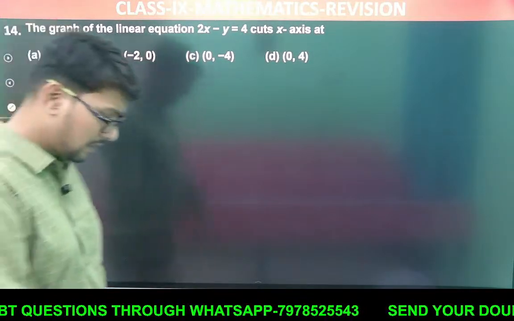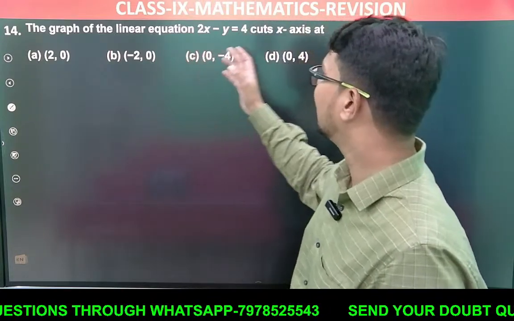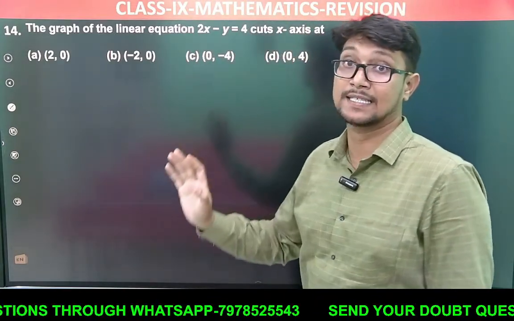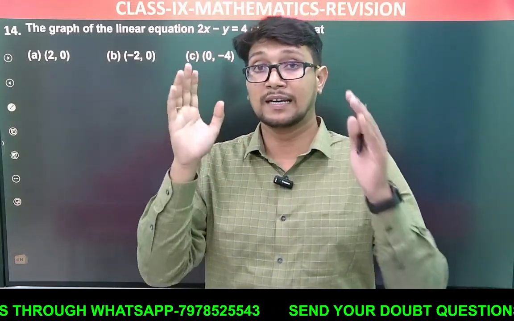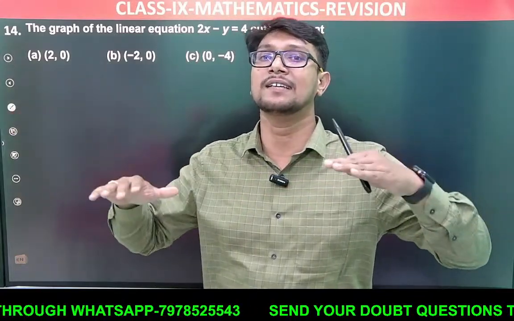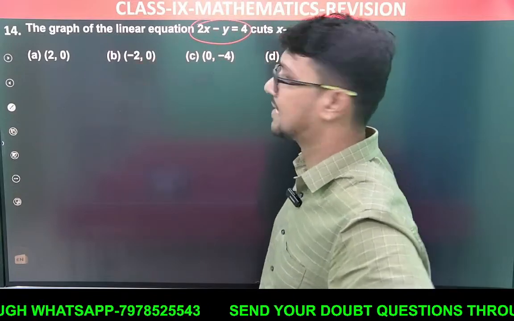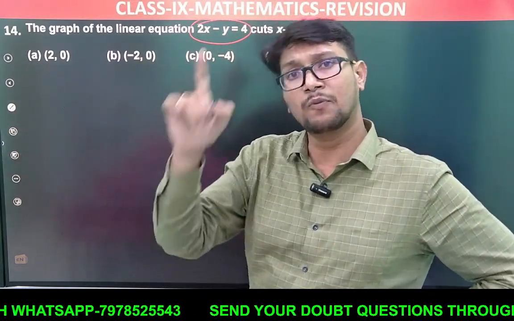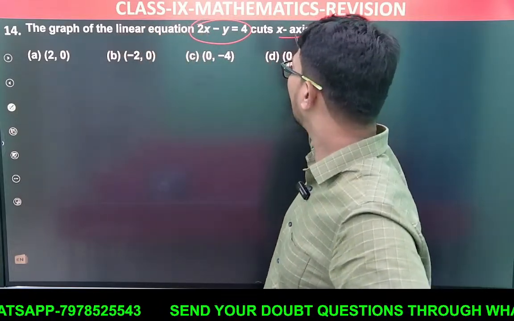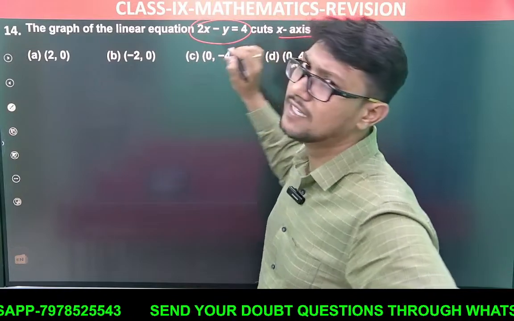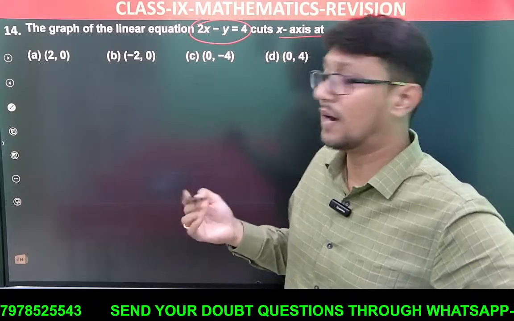Now dear student, what is the question given here? The question is: the graph of the linear equation cuts the x-axis where? Remember, the graph of a linear equation is a straight line. Wherever it cuts the x-axis, there y is 0, because on the x-axis y is 0.